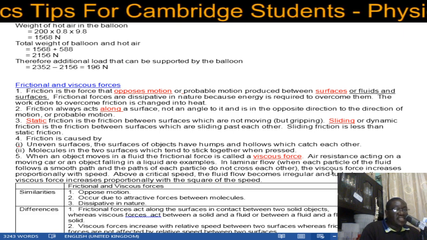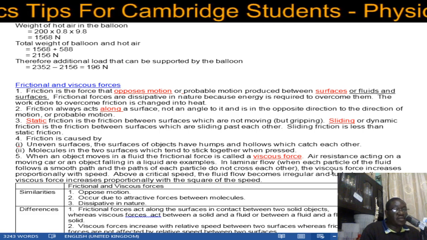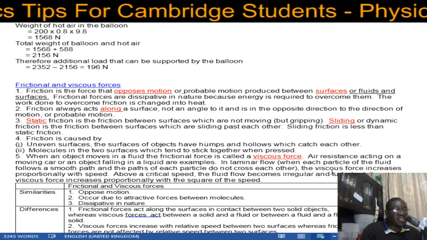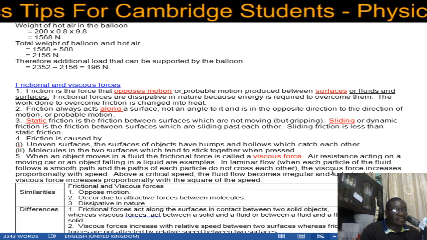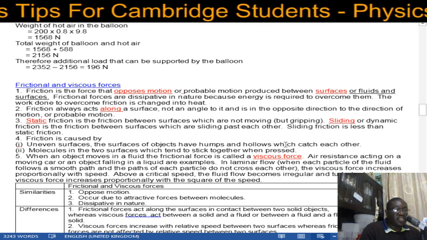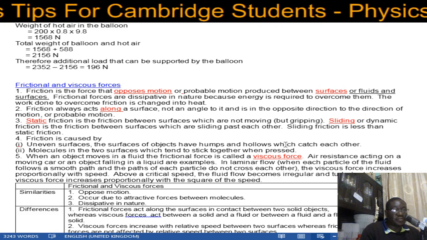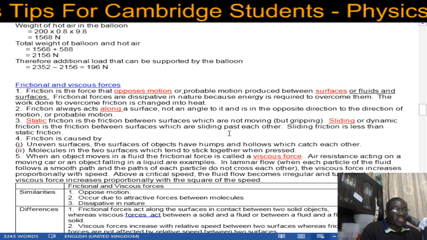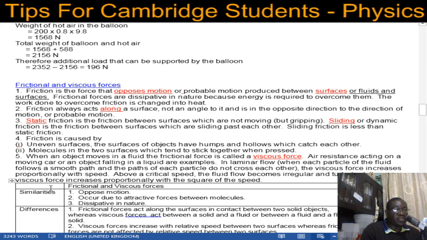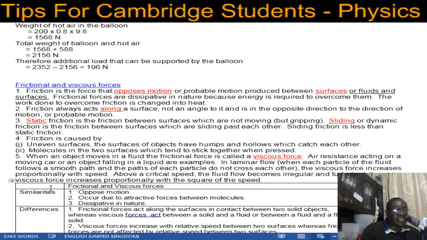There is static friction and sliding friction. Static friction is the friction between the surfaces when the object is not moving, but just gripping. Then sliding or dynamic friction will be the friction between the surfaces which are sliding past each other. Usually, sliding friction is less than static friction, theoretically, but for practical purposes, the difference is very negligible. Friction is caused by uneven surfaces. The surfaces of objects have humps and hollows which catch each other. Molecules in the two surfaces tend to stick together when pressed.